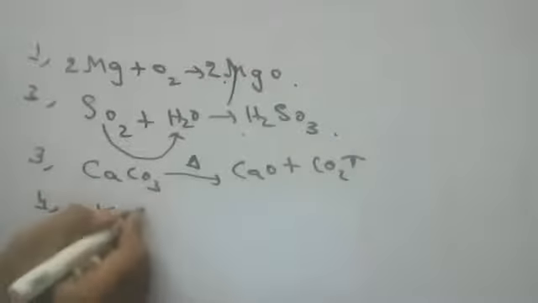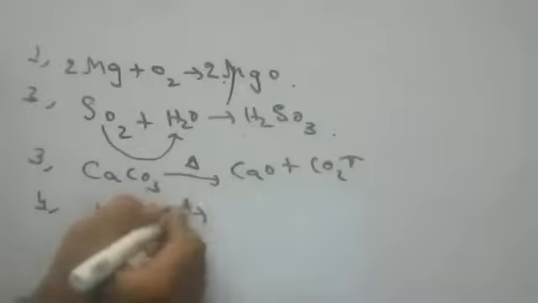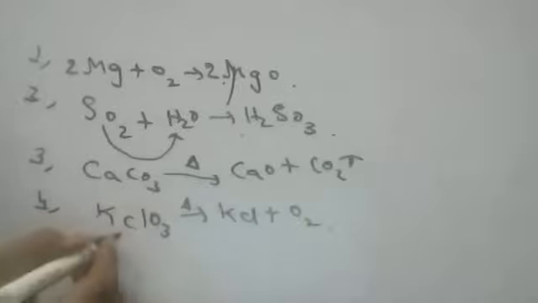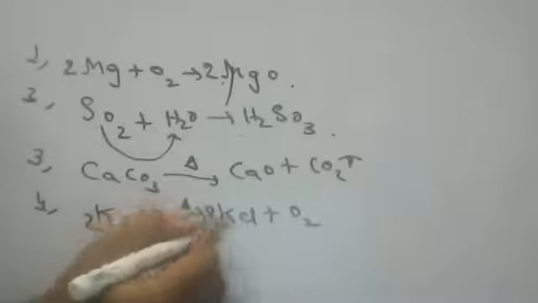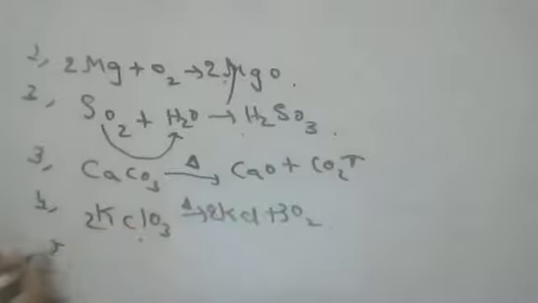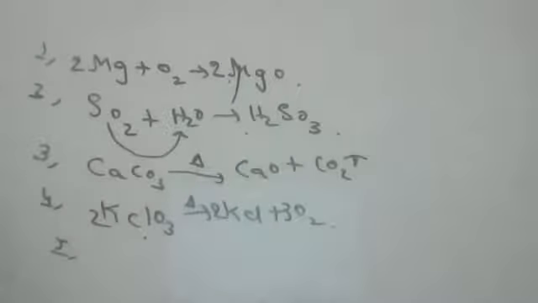Potassium chlorate, KClO3, on heating gives KCl plus O2. Okay, this is also a simple decomposition reaction. One molecule breaks down into two or more molecules. What type of reaction? If you write this also, it is always very good.